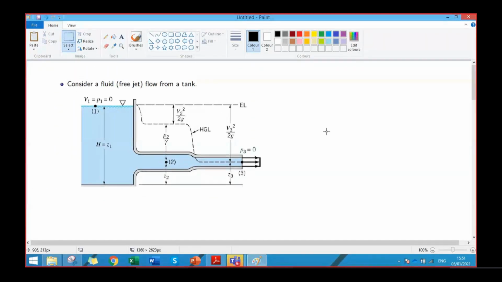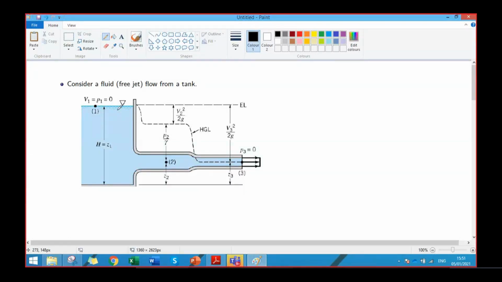So consider this flow situation. In this flow, initially you have a static fluid in a tank, and this tank is connected to a flow line that has a change in area. Starting from point 1, we are interested in drawing the hydraulic grade line and the energy grade line along this flow.